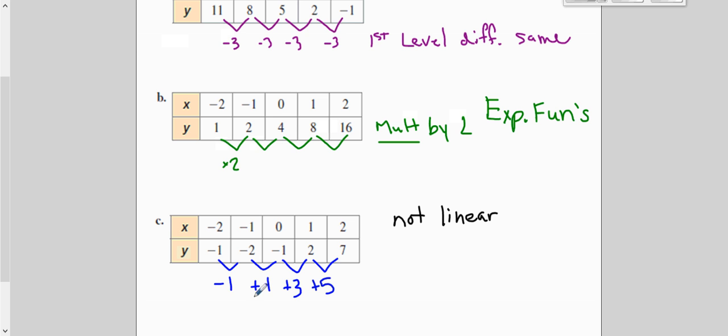Okay, so now let's figure out the second differences. To get from -1 to +1, add 2. To get from 1 to 3, add 2. And 3 to 5, add 2. So these are the second level differences, and they are the same.